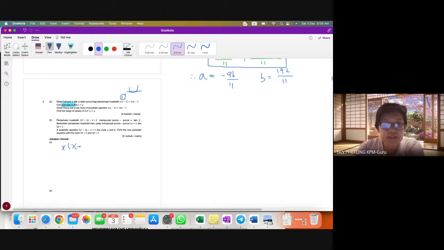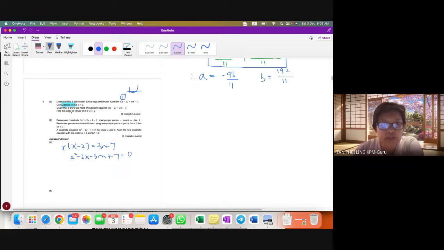Expand and rearrange. Okay, equals to 3M minus 7. So I'm going to expand, become X squared minus 2X minus 3M plus 7. So I'm going to rearrange them, become AX squared plus BX plus C. Okay, then now we are in a general form already, right? So now back to the question. They asked me to find the range of M.